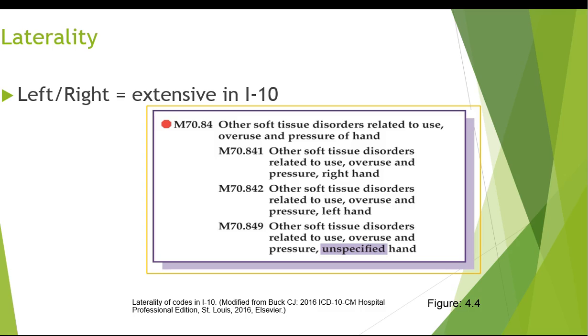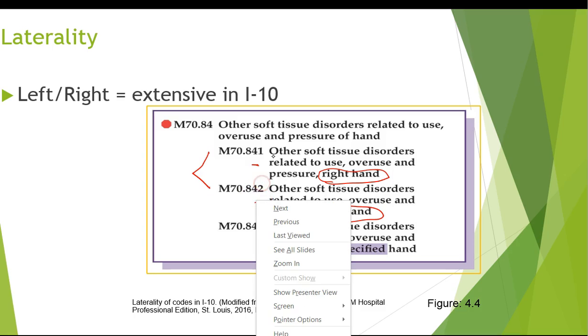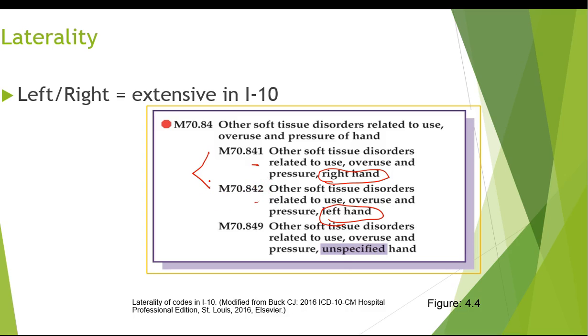In ICD-10, we have an extensive amount of codes that give laterality. So the only difference between M70.841 and M70.842 is that 841 is of the right hand and 842 is of the left hand. So you're going to have to pay really close attention when you're coding for laterality.